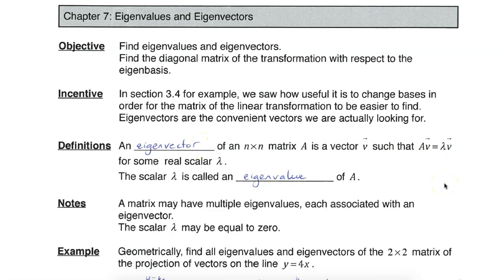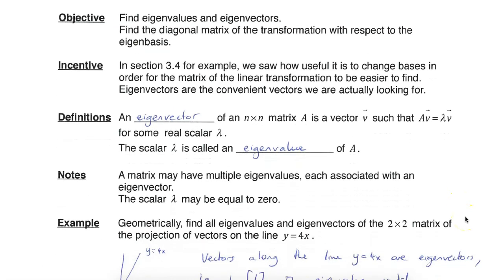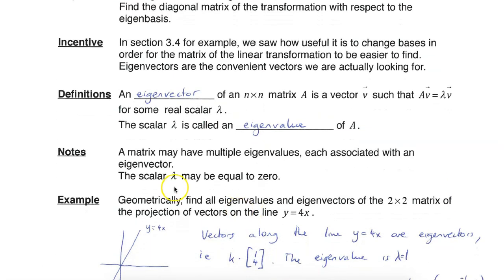So as a note, a matrix may have multiple eigenvalues, and ideally, if we have a square n by n matrix, we find n eigenvectors. The scalar lambda might be 0, but eigenvectors 0 are not interesting. We want to find eigenvectors that are spanning a line so that every vector on that line is actually an eigenvector.